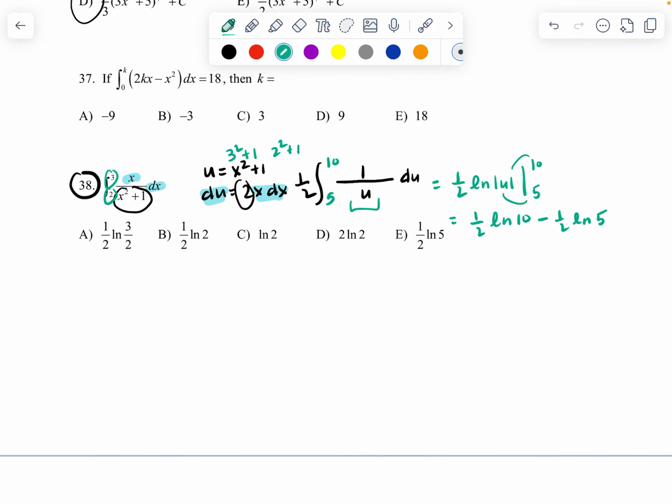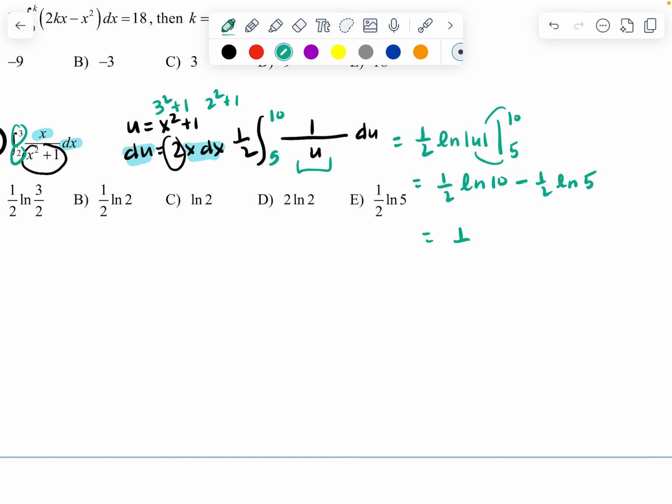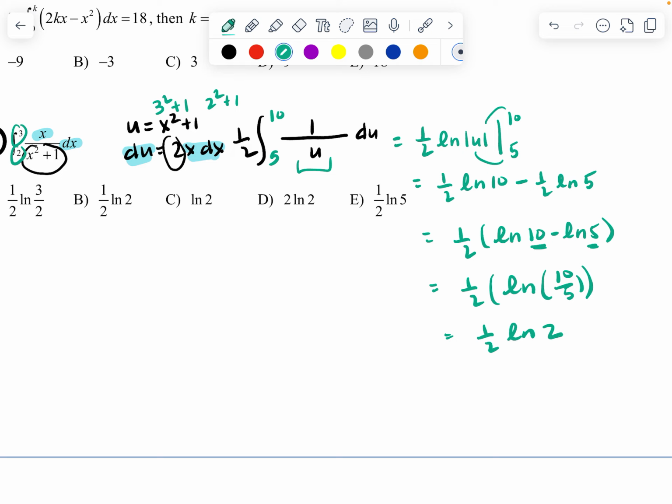And if I look at this, it looks like they factored the 1/2 out of both. So let's go ahead and do that. So this is 1/2 times ln of 10 minus ln of 5. Okay, I still don't see that, but I can use my little rules, right? This is really 1/2 the ln of, remember when you're subtracting, you can divide these two. So it's 10 over 5, which is 2. Okay, so this would be 1/2 ln of 2, where your answer is B.